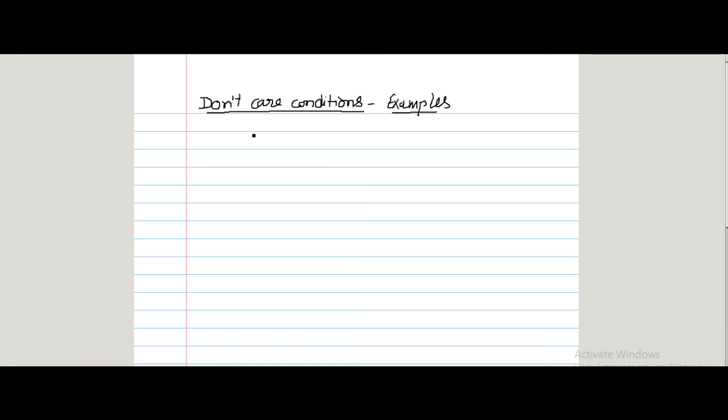What are the don't care conditions? Don't care conditions are the conditions for which we don't care whether it is 0 or 1. So you know what the minterms are, right? Minterms are the cell values which are in these Karnaugh maps.